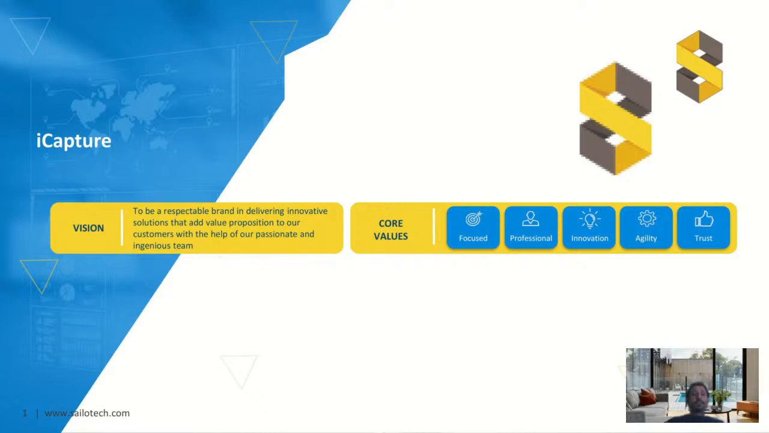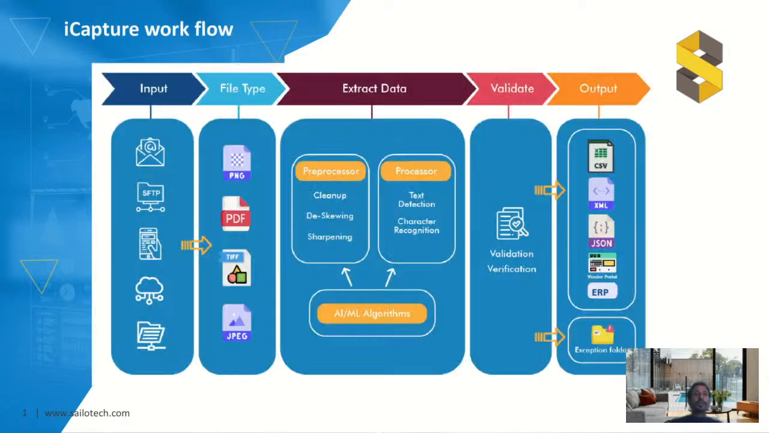So what is iCapture? iCapture is a digitization platform built to extract data from different types of documents and images, and different file types, be it PNG, PDF, TIFF, or JPEG. As long as it's decently visible, it can extract the data.